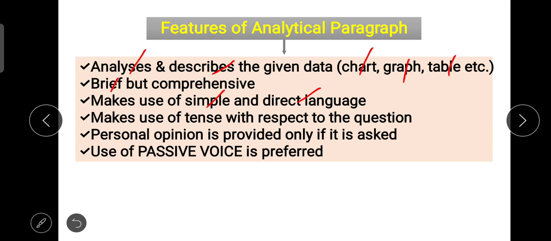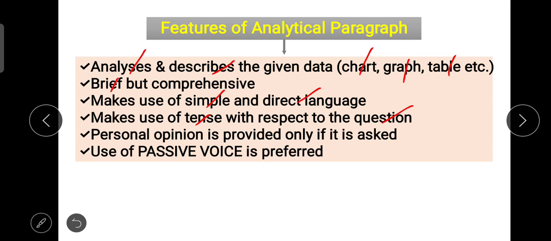Then in this we make use of tense with respect to the question. If the data is related to past, we have to use past tense. If it is related to the current situation, we have to use present tense. If we are asked to analyze the data and propose the upcoming developments and changes, then we have to use future tense. If there is a comparison of past and present, then we have to use past as well as present tense in the mixed form.